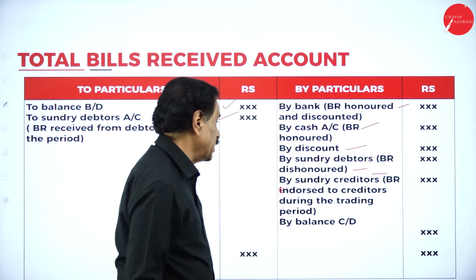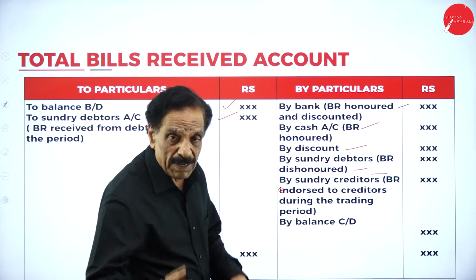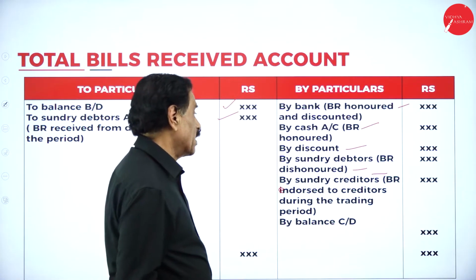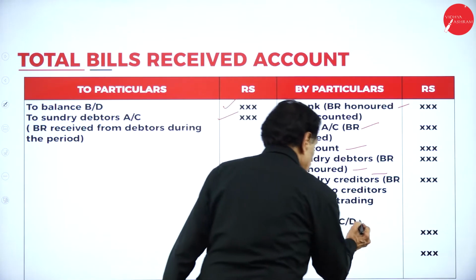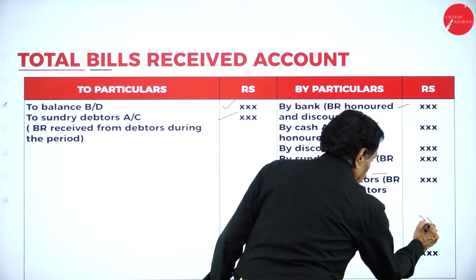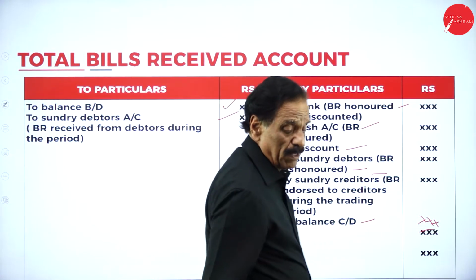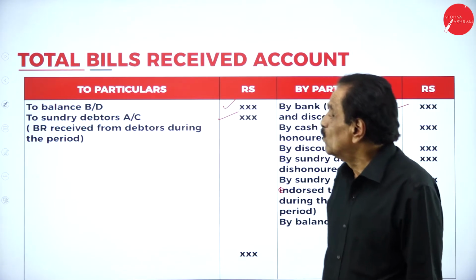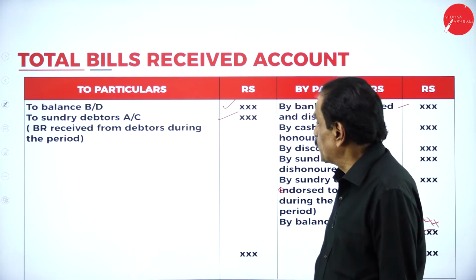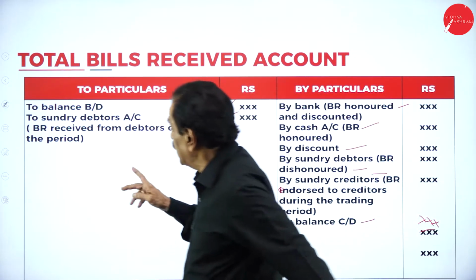BR endorsed to creditor during the year. If the BR is endorsed to creditor, your BR account will be reduced by balance carried down. This is your closing balance. So what are the items that come? Generally, to balance brought down, opening debtor, to sundry debtor.